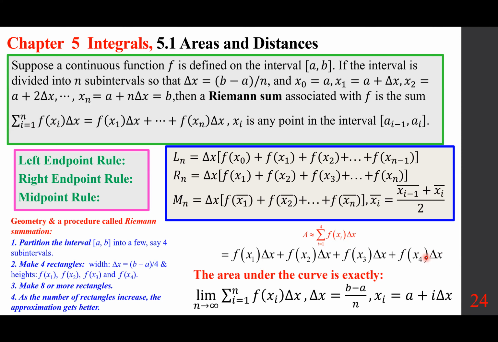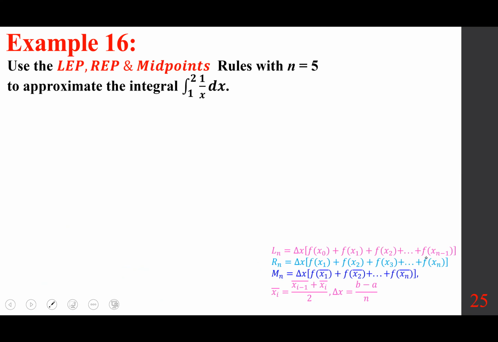Let's really make some sense out of this with a simple example. We are interested in approximating this integral by using the left endpoint, right endpoint, and midpoint rules with n equals 5. The integral represents the area under the curve if it's a positive function. And I have L sub n, R sub n, M sub n, and so on. I want to show you an easy way; you don't have to memorize the formulas.